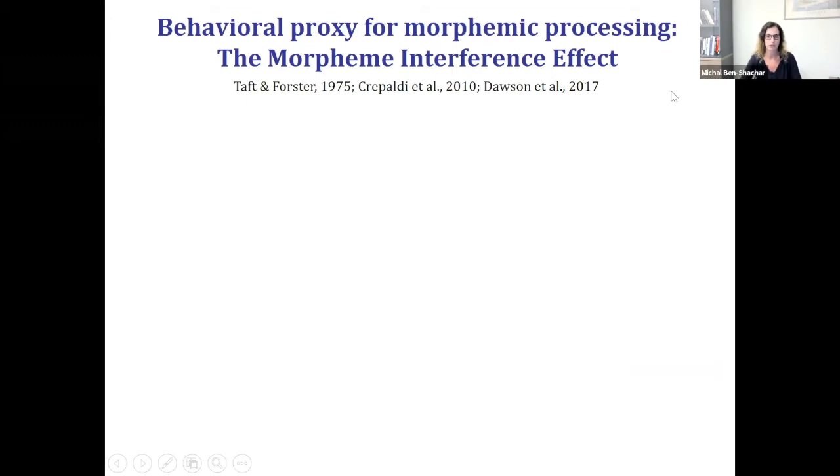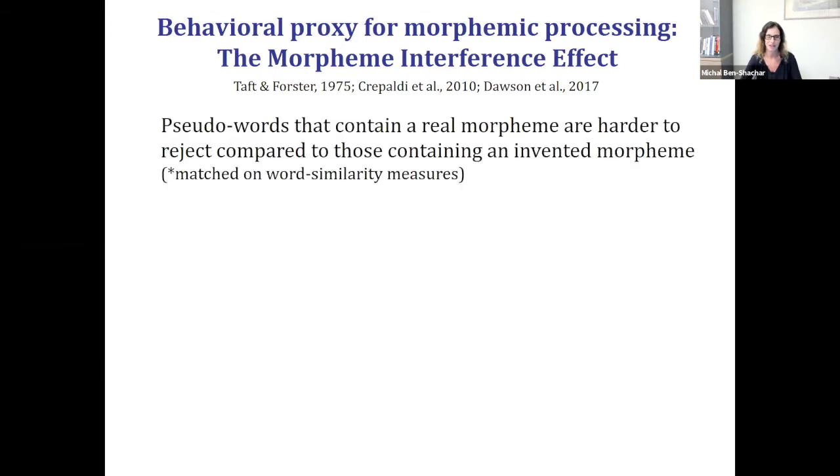So we needed to develop a behavioral proxy for morphological processing, and the one we chose is the morpheme interference effect. We can talk later about why this measure and not others. And briefly, the morpheme interference effect, and I'm going to talk about results concerning this effect for a while, so this is a good time to tune in.